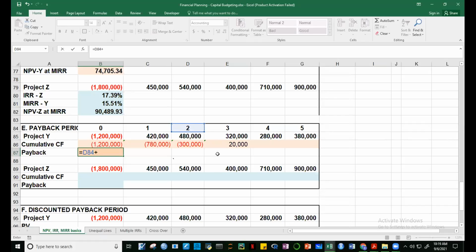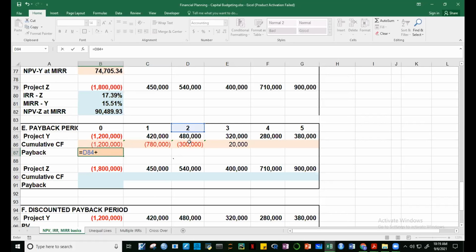How much do we need to recover? By the end of the second year, kailangan pa natin ma-recover yung 300,000, di ba? Okay? So ang gagawin natin, i-ratio natin 300,000 divided by yung cash flow na makukuha natin sa third year, which is 320. Okay? So ni-ratio ko lang.